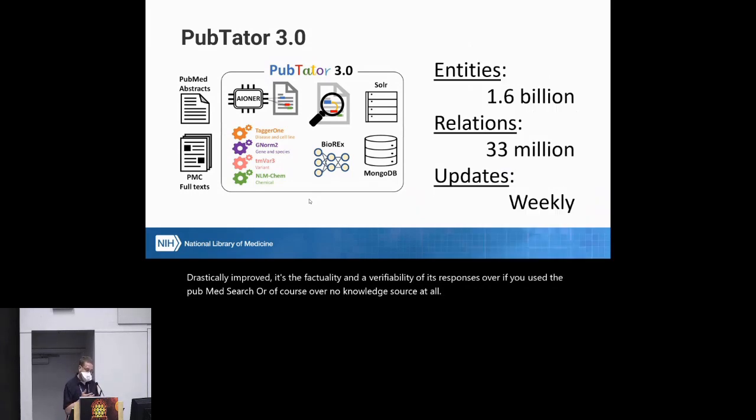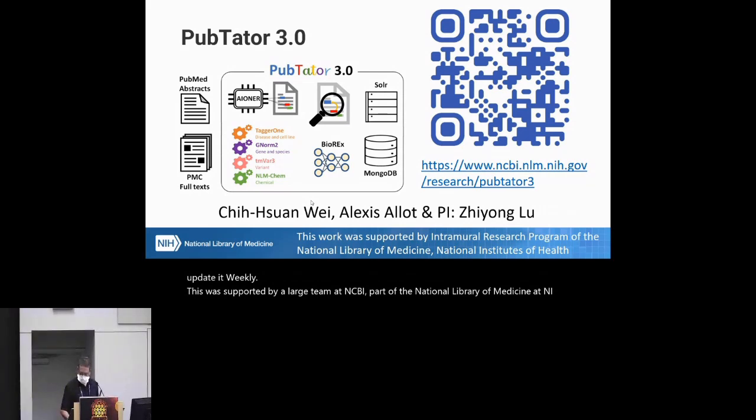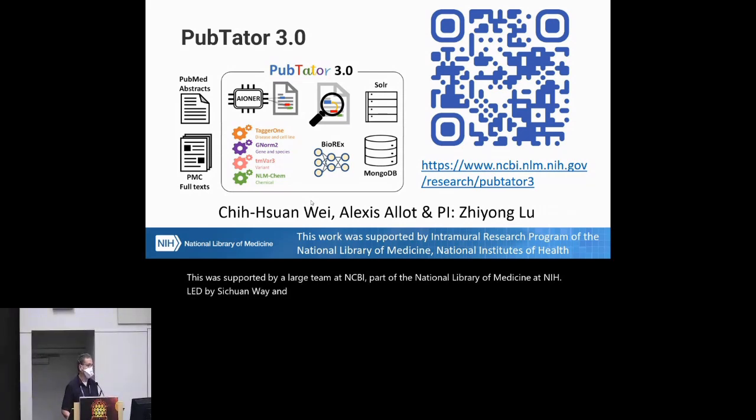So PubTator 3.0 currently contains 1.6 billion entities and 33 million relations. We update it weekly. This was supported by a large team at NCBI, part of the National Library of Medicine at NIH, led by Chih-Hsuan Wei and Alexis Allot under our principal investigator, Zhiyong Lu. PubTator 3.0 is publicly and freely available online at this URL or QR code if you like. We look forward to your feedback and the innovative uses you might find for this resource in your research.